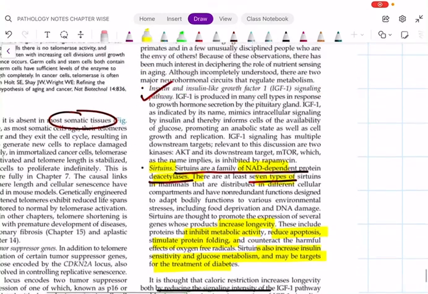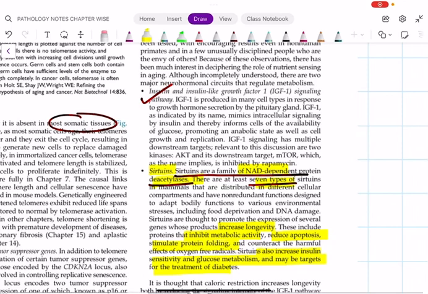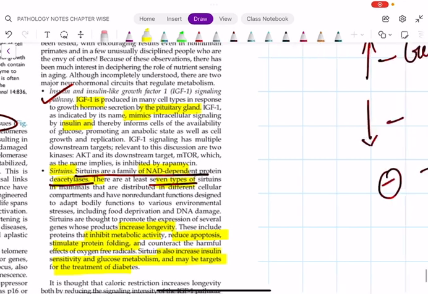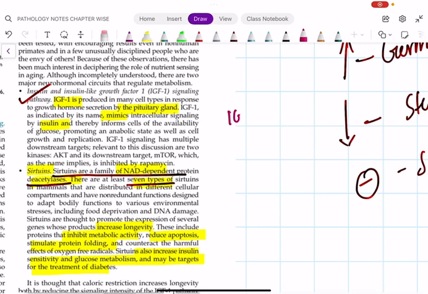So IGF, insulin-like growth factor 1, is mainly produced by the pituitary gland. It is going to mimic insulin. As I have told you, how rapamycin will inhibit mTOR and prolong longevity, here IGF-1 is also going to inhibit mTOR, and it is going to increase lifespan.